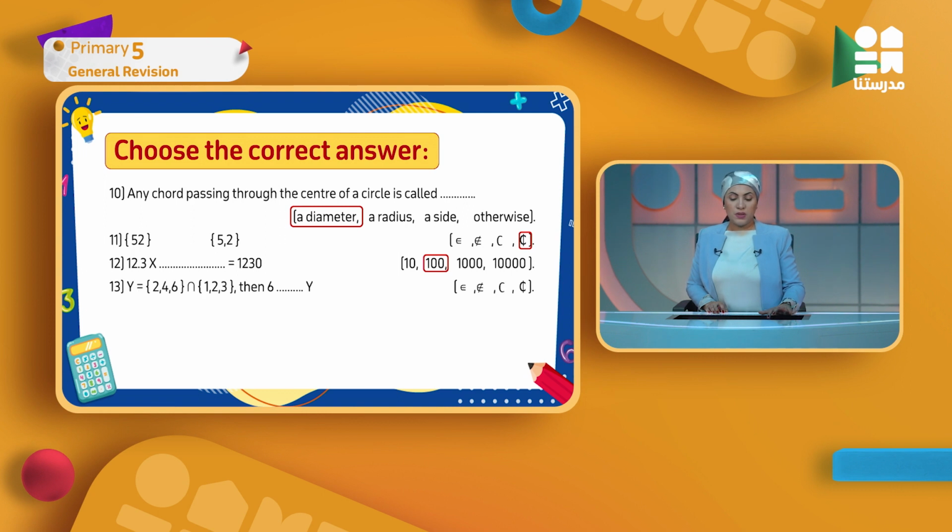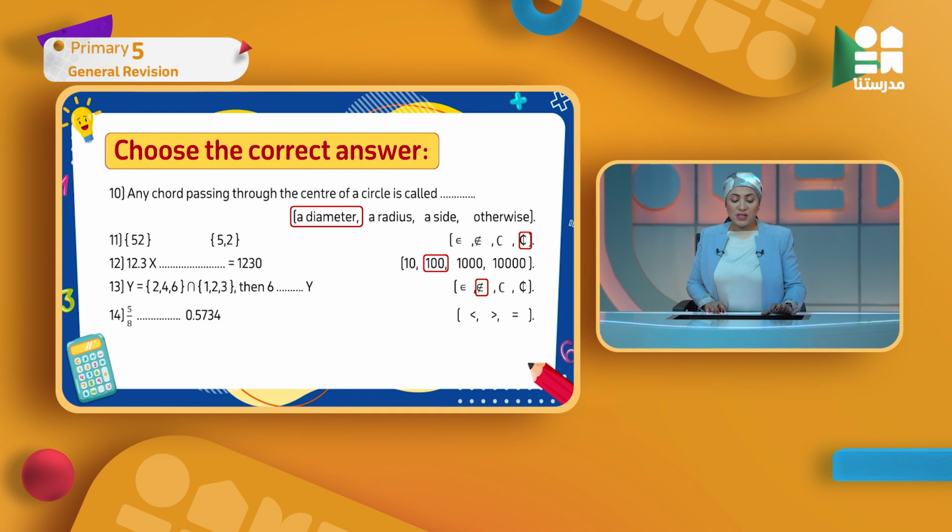Okay, now this question. Y equals the set 2, 4, 6 intersect the set 1, 2, and 3. So here when they intersect each other, they will intersect only in the element 2. It's the only common element between both of them. So y is equal to the set of element 2. So here 6 is not a part of the set y. So it does not belong to, because it is a relationship between an element and a set.